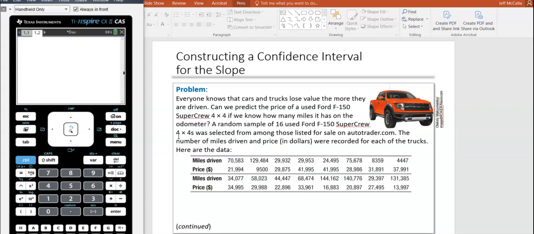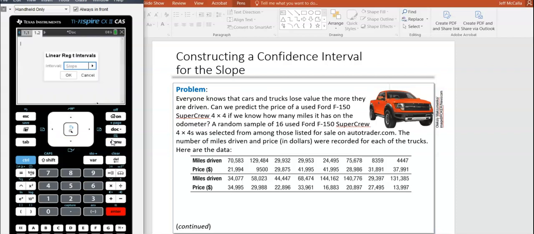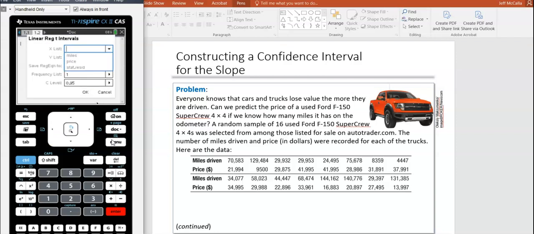Okay, so you could do this in your calculator. Just for fun, I did type the data in my calculator. So I typed in all of those values. That's a lot. Go to menu, 6 would be interval, and it's called a LinRegTInterval. I don't think you'll ever actually have to do this. There's two options, slope or response. We would do slope. We're doing slope here.